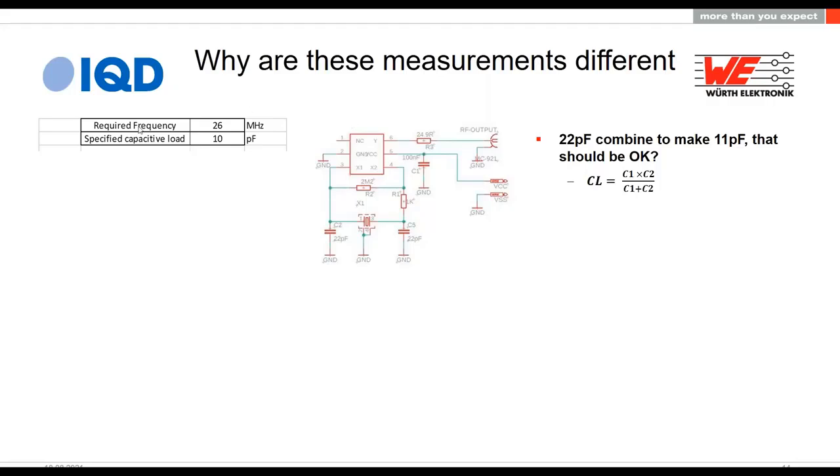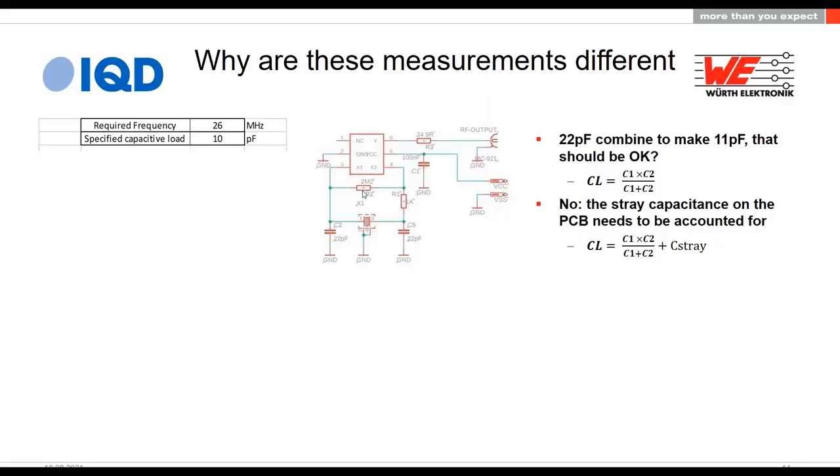So here we go. We have a requirement to make 26 megahertz, and the crystal is specified to have 10 picofarad load. Our circuit here takes advantage of 22 picofarads, which if you combine those together to make the CL value using this formula, it comes out at about 11 picofarads. And that's not far away from 10 picofarads, is it? So it should be okay, yeah?